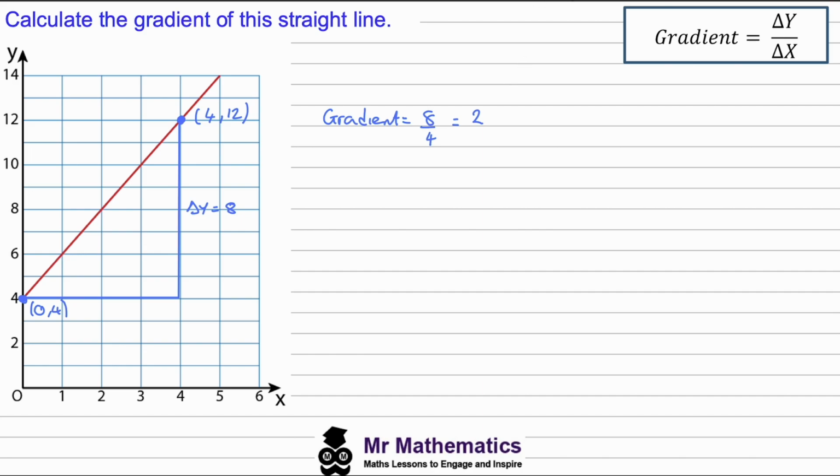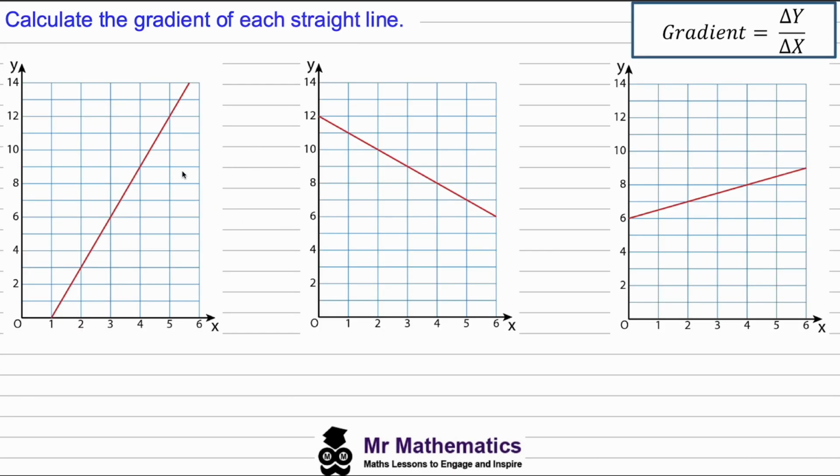And what this tells us is that every time we move across by 1 in the x direction, we're moving up by 2 in the y direction. And this is constant throughout the straight line. Okay, let's try some more questions.